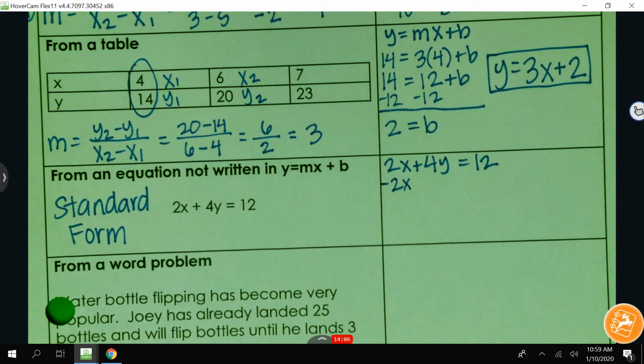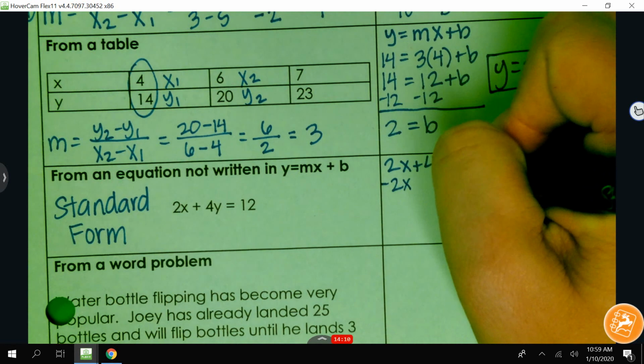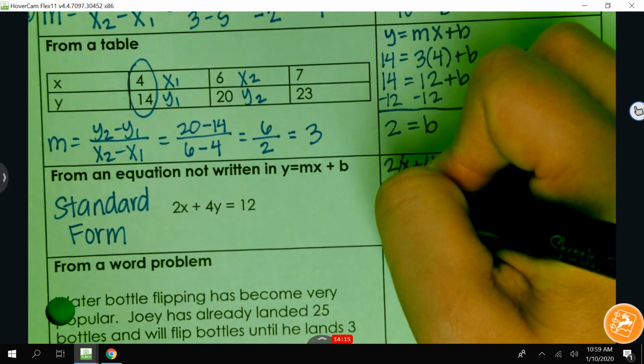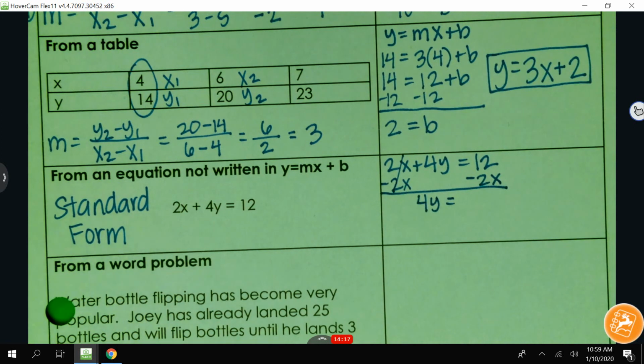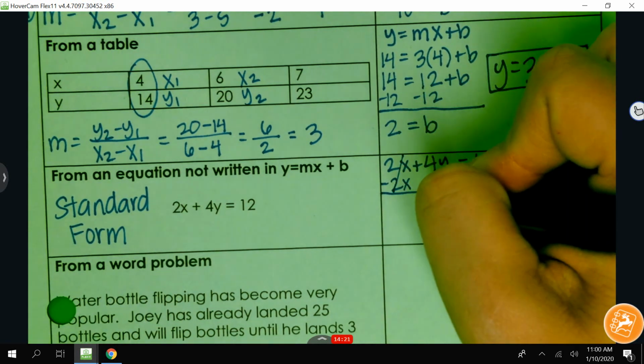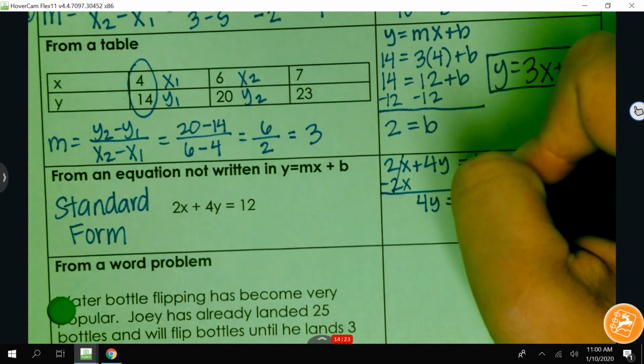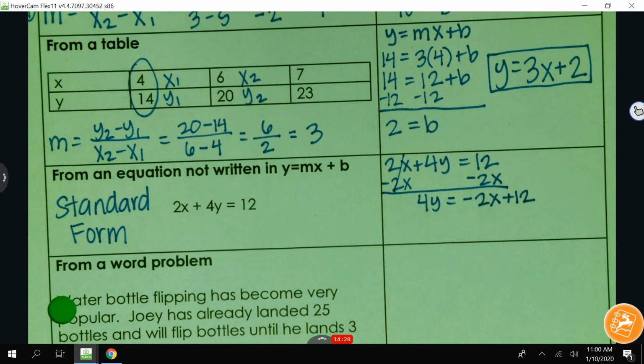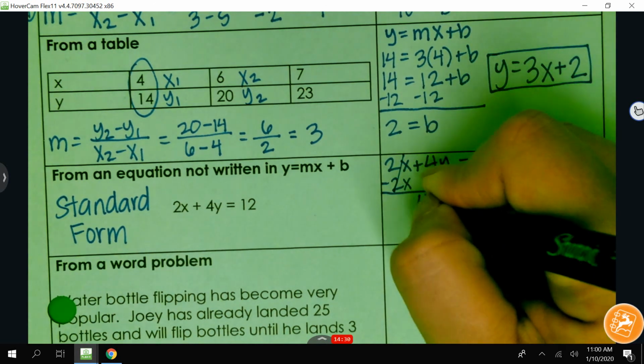Remember, we undo everything in the opposite order of operations. So you're going to undo your addition or subtraction first, then multiplication and division. So you're left with 4y, and then remember, you want that x term first. So this would be negative 2x plus 12. Now you want to divide all three terms by 4.